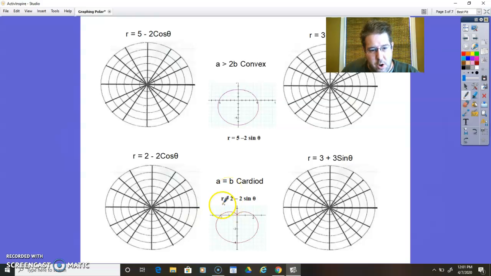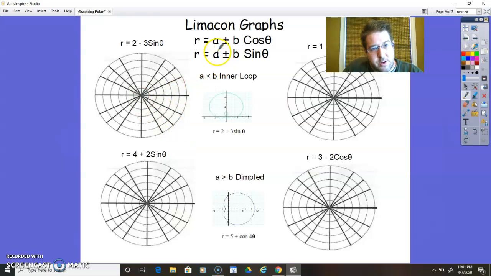Now, what you should notice about these is that A and B, so there's rules here for A and B. A can either be bigger than B, A can be a lot bigger than B, or it can be smaller than B, or they can be equal. So that makes all 4 of these different types of graphs.